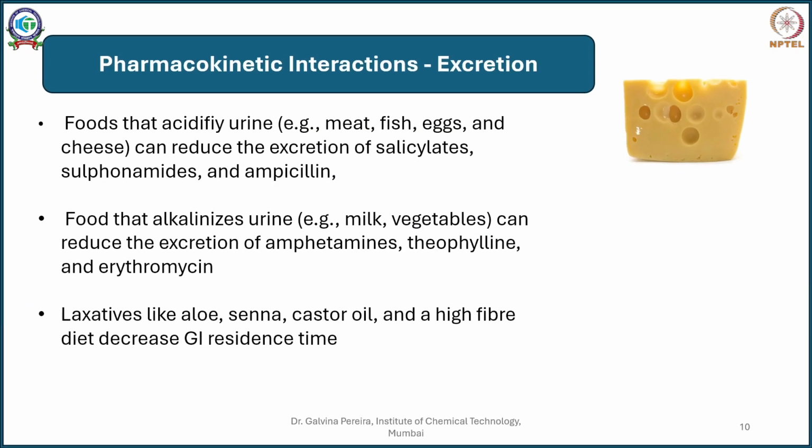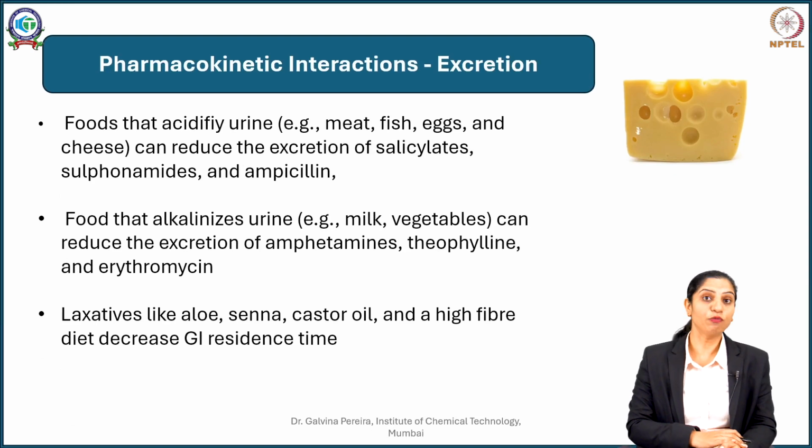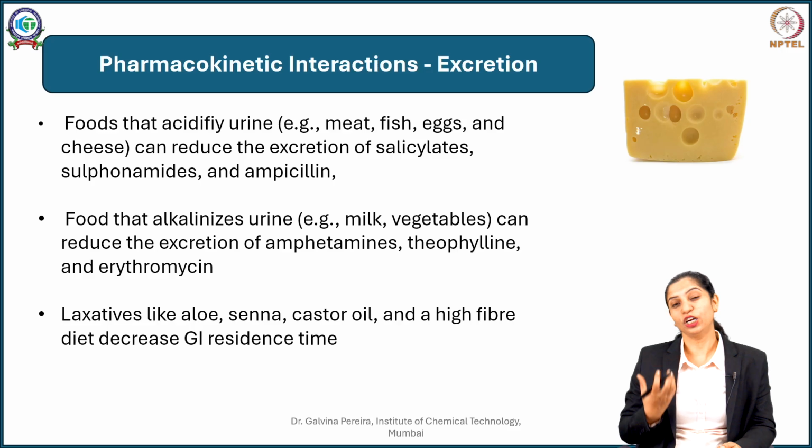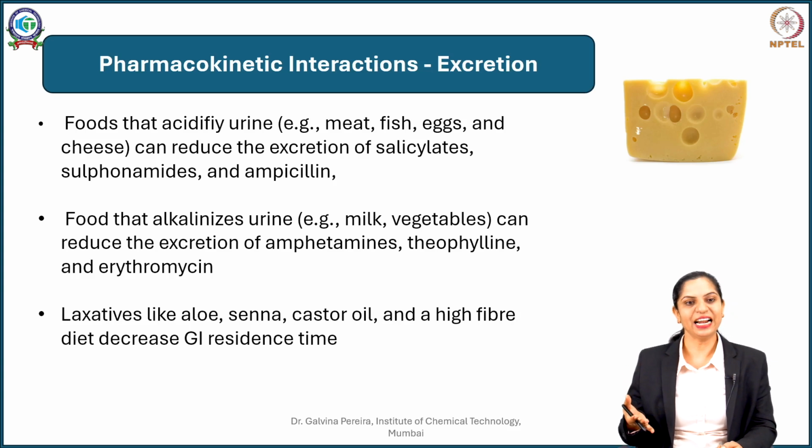Now going to excretion, especially when it comes to excretory metabolism, you will see that the foods which acidify the urine, especially protein-rich foods such as meat, fish, egg and cheese, produce a very acidic urine, and as a result they reduce excretion of salicylates, sulfonamides or even ampicillin. On the other side, when you're having a very alkaline diet, that is a vegetarian or vegetable-rich diet along with milk, it is said that it can reduce the excretion of compounds such as amphetamines, theophylline and even antibiotics such as erythromycin.